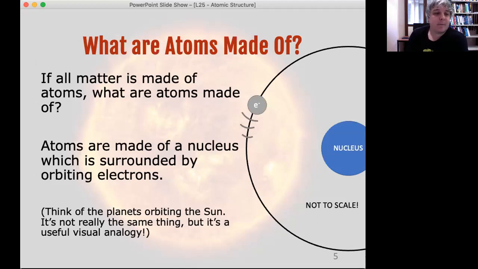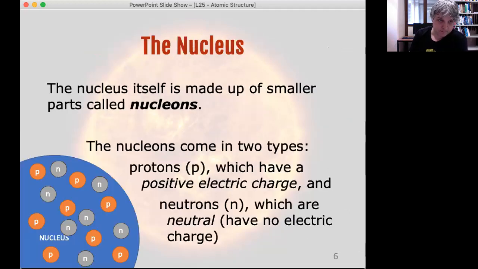So what are atoms made of? They are made of a nucleus that on this diagram is a blue circle in the middle, surrounded by orbiting electrons, which travel around the nucleus. You can think of it like you think of planets orbiting the sun. It's not really the same thing, but it's a useful visual analogy. We're all familiar with the idea of planets orbiting the sun, so it's a good starting point for the idea of electrons orbiting a nucleus. The difference is that electrons can actually travel anywhere in a sort of a shell, a 3D spherical orbit, rather than just being stuck on one path like we have with planets, but it's the same sort of concept.